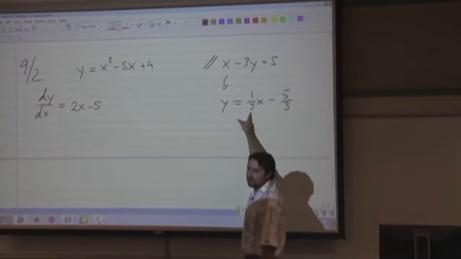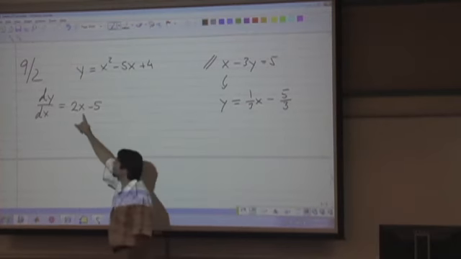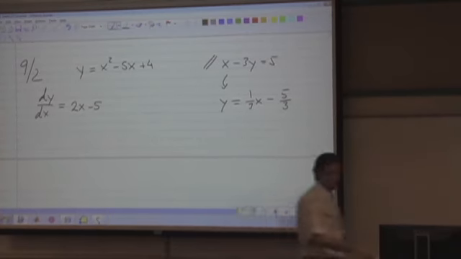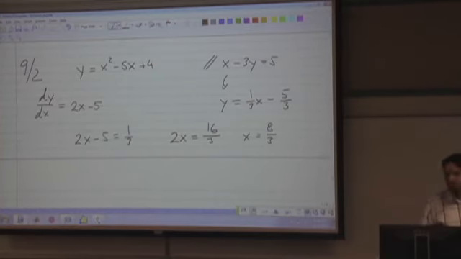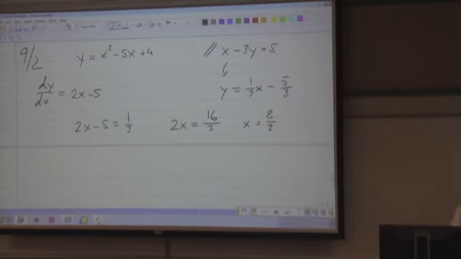I already have the slope. So the question is, for what value of x do I get 1/3? Which means 2x minus 5 has to equal 1/3, right? Which means 2x has to equal 16/3, which means x has to equal 8/3, right? So what next? We found the value of x. We need the value of y?